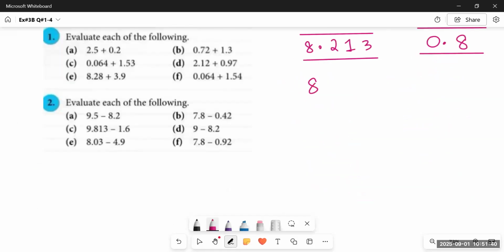Next, we have 8.03 minus 4.9. So we are going to put 0 over here. 3 minus 0, 3. Here comes 7. Regroup. It would become 10 minus 9, 1.3.